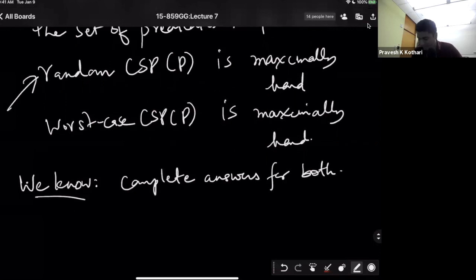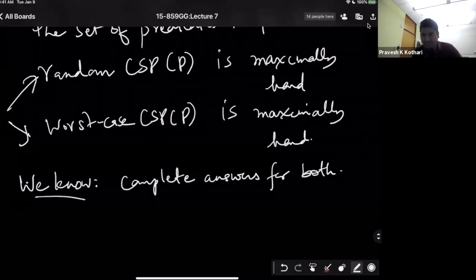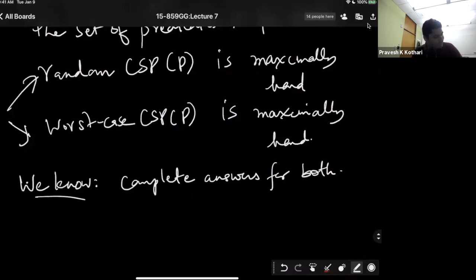set of problems here, and maybe just state the answer to the second set of problems here, because our interest in the next class would be average case CSP problems. Yeah, and we'll see some ideas that go into characterizing which CSPs, at least the random instances of which CSPs, are maximally hard. We'll see why this is interesting. We'll see several applications of this.